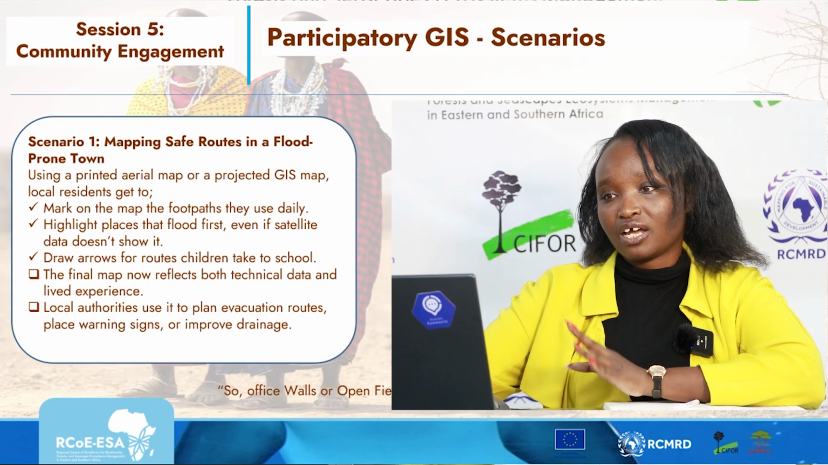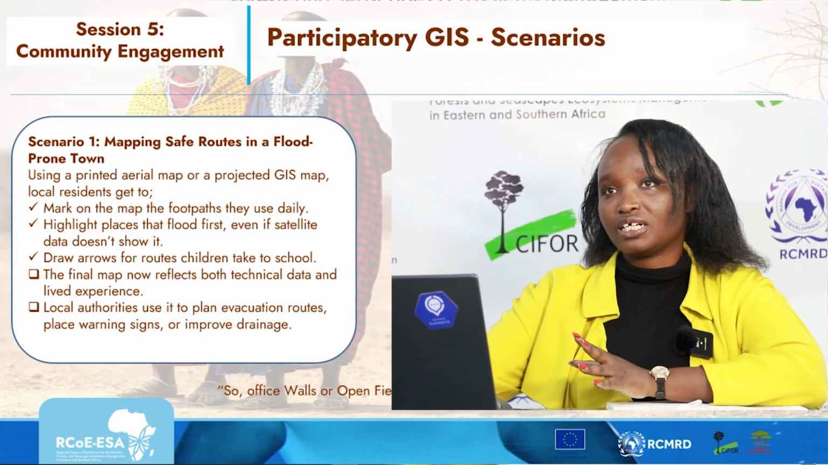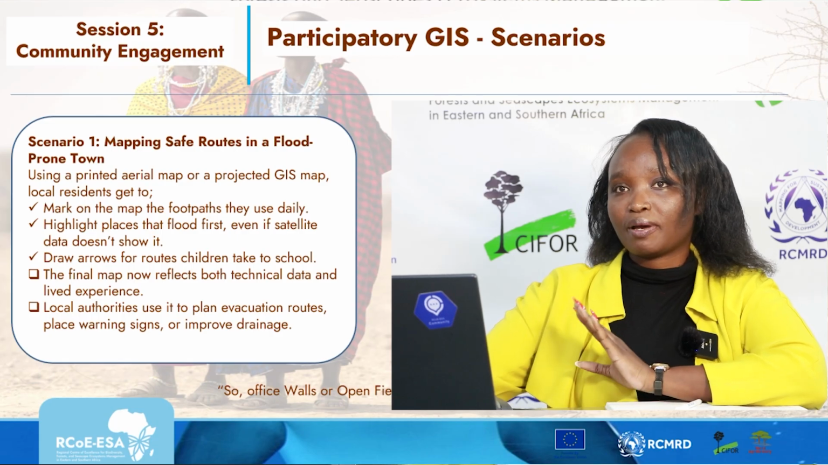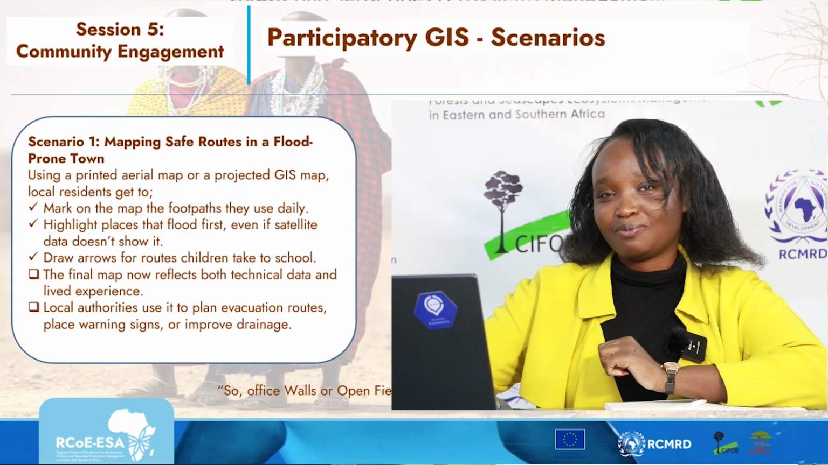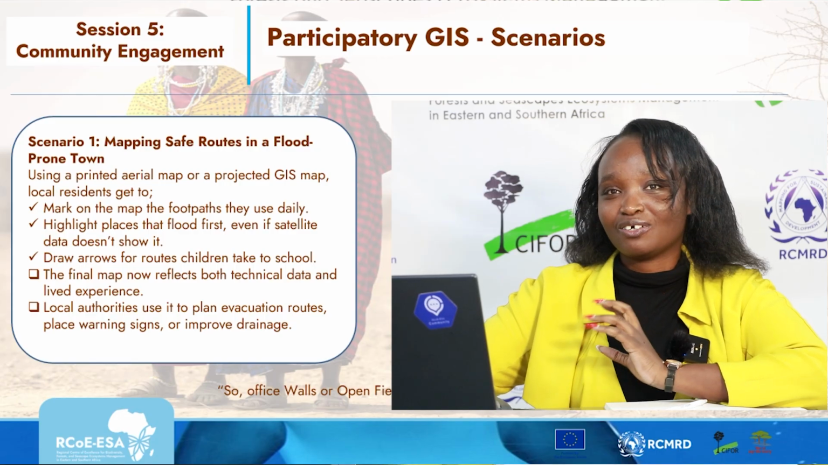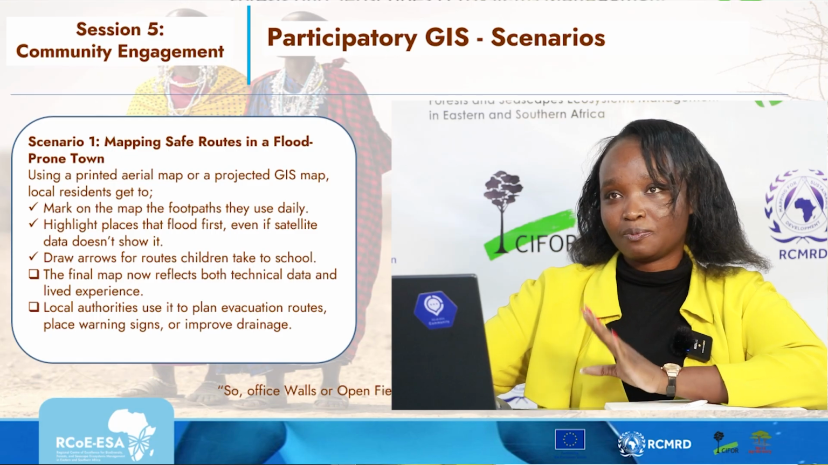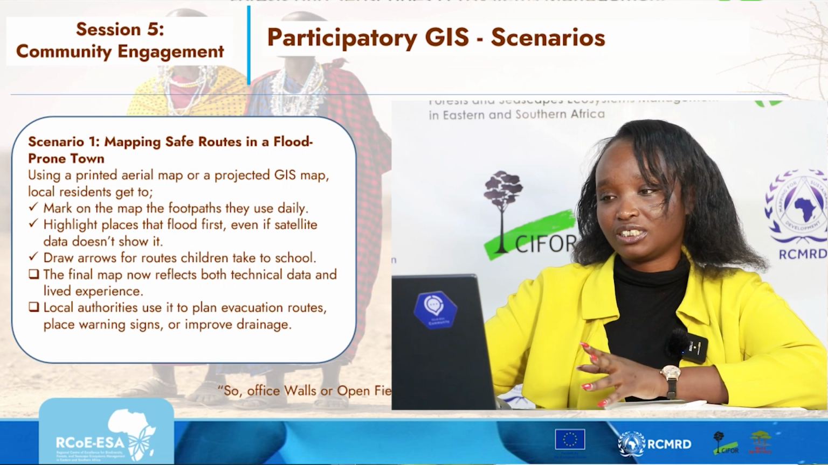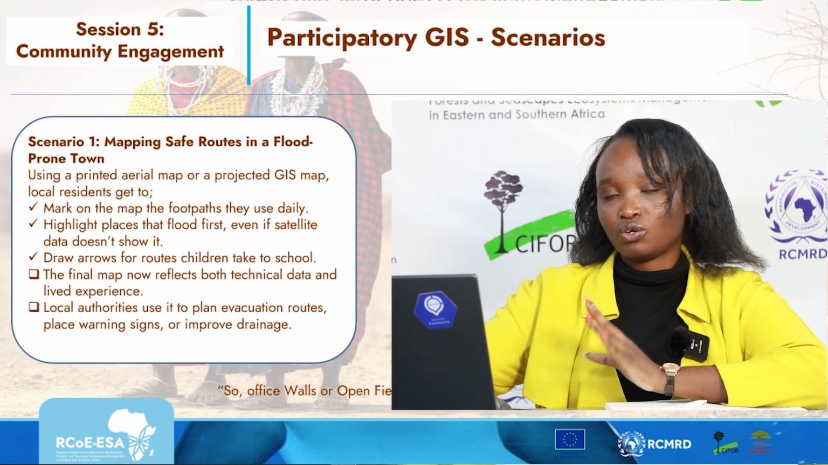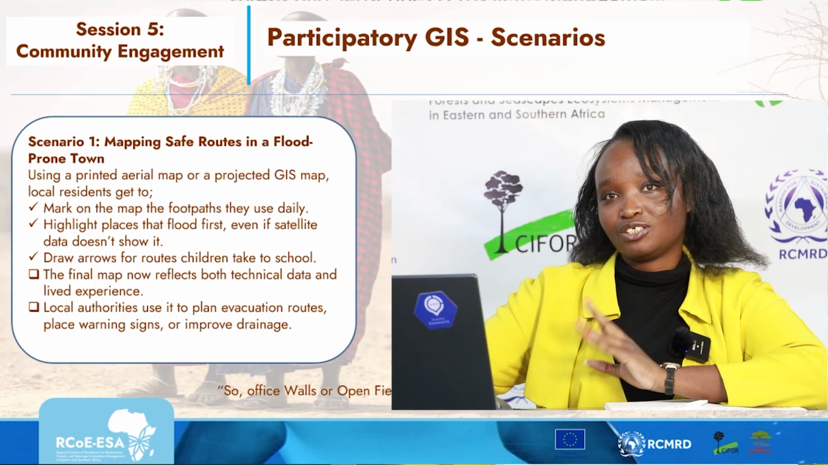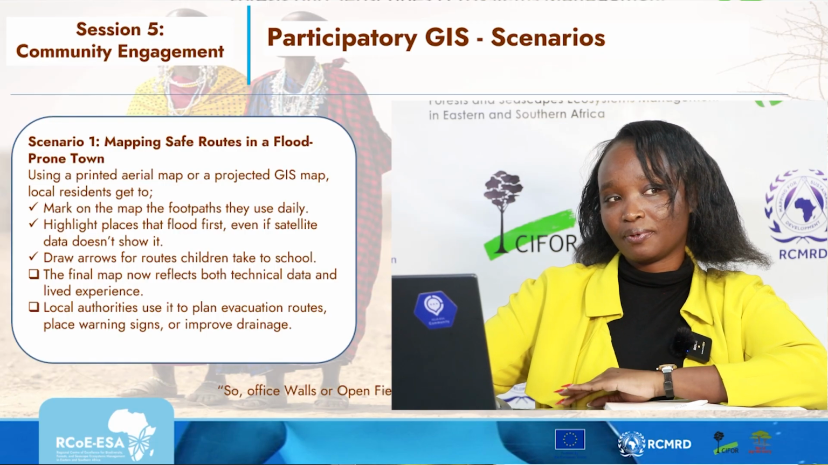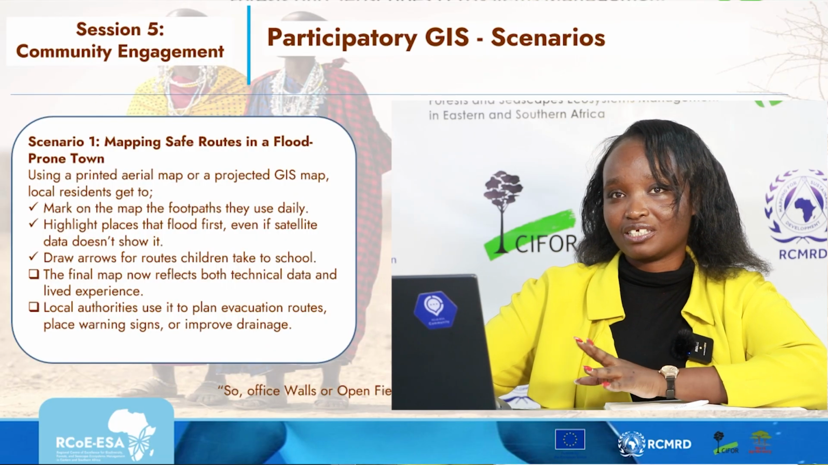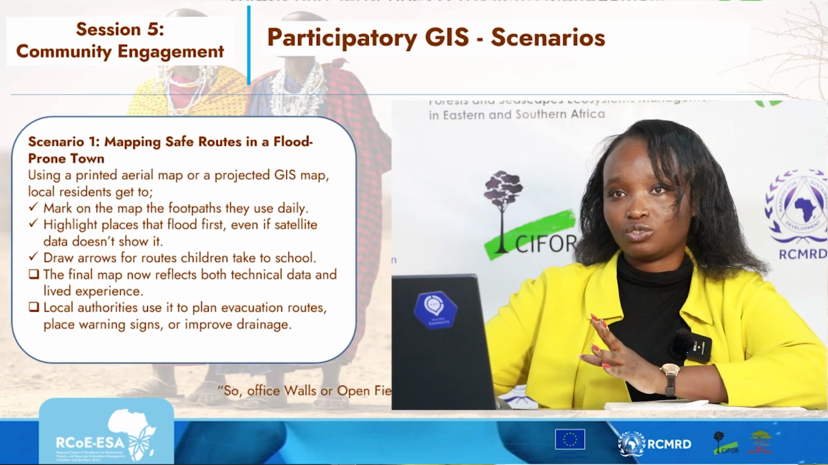So I'll start with a scenario on how you can understand more about what participatory GIS is. There is one scenario of mapping safe routes in a flood-prone town, let's say Lamu, or a coastal town. With participatory GIS, you use a printed aerial map or a projected GIS map and present it to the local residents. What will these residents do? They will mark on the map the footpaths that they use daily, which you as someone doing the map at the office cannot really get the actual picture of.